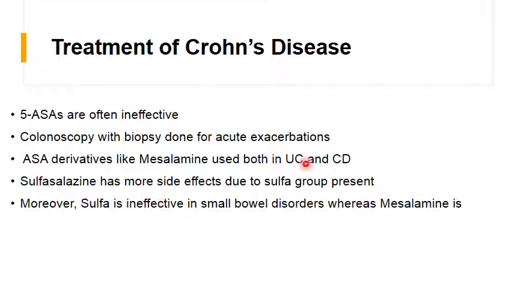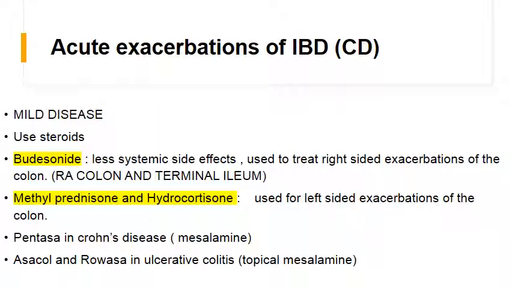Sulfasalazine has more side effects due to the presence of a sulfa group. Sulfa is ineffective in small bowel disorders, whereas mesalamine is effective in both large and small bowel disorders. That's why it's definitely the better agent, but it's more effective in ulcerative colitis than Crohn's disease. What do you do when there is an acute exacerbation of inflammatory bowel disease? Specifically talking about Crohn's disease.